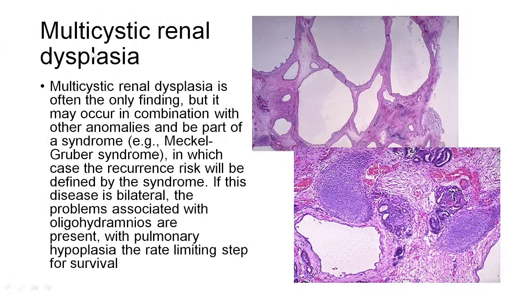So, the next entity in this line is multicystic renal dysplasia. As the name connotes, multiple cysts are there in this entity, and this is often the only finding, but it may be seen in combination with other abnormalities such as in Meckel-Gruber syndrome, in which there is a recurrent risk, and this disease is bilateral and probably associated with oligohydramnios. Pulmonary hypoplasia is the rate limiting step of survival.